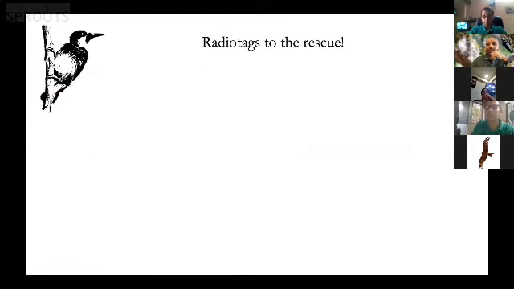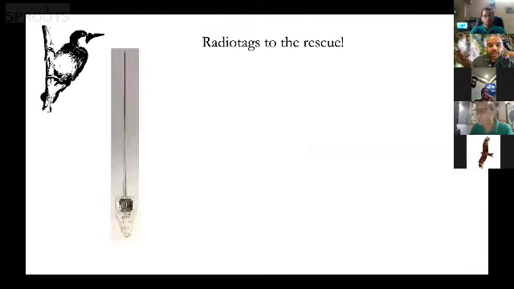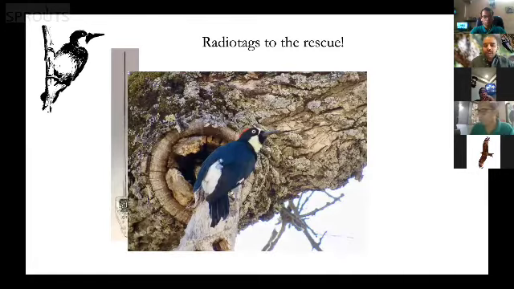So for the last 3 years, and this is something that I have contributed to the project, we have set up this radio tag system where we put these tiny radio tags, which are completely solar powered. So they're ultra light. Each of those radio tags weighs about 0.5 grams. They go on the back of the acorn woodpecker. So here you can see an acorn woodpecker in the photo with the radio tag on its back.